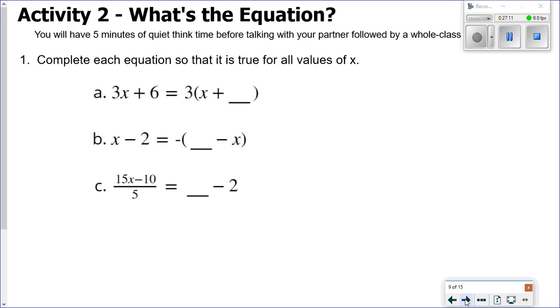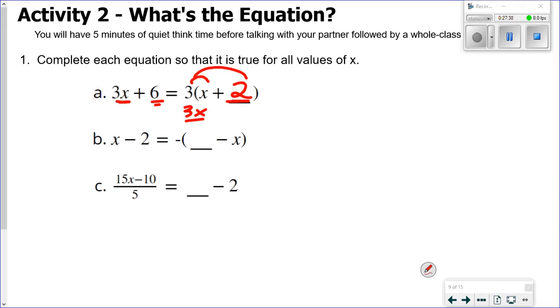When I look at example A, I notice on the right-hand side there are some parentheses. So if I think about distributing here, and remember, I want it to be balanced and equivalent to the left-hand side. If I do 3 times x, I get 3x, which is in fact the same as what's going on on the left side. Now I have to think about 3 times what number here will get me to 6.